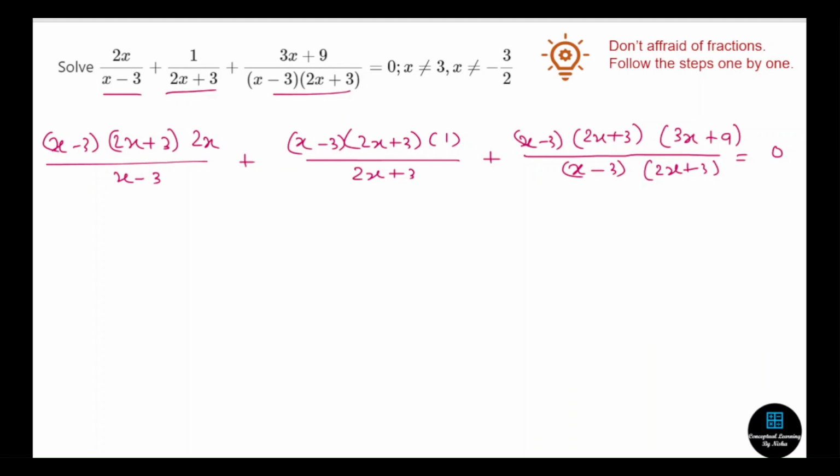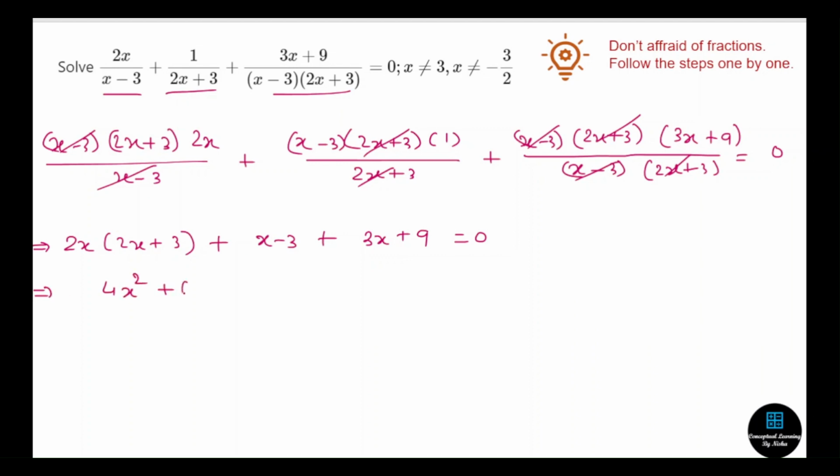Now see, this is very easy. So I can simply cancel out this. Here I can cancel out this, and both brackets are cancelled here. So now this is 2x into 2x plus 3 plus 1 into x minus 3 plus 3x plus 9 equals 0. Now let's simplify this. So we'll get 4x square plus 6x plus x minus 3 plus 3x plus 9 equals 0.